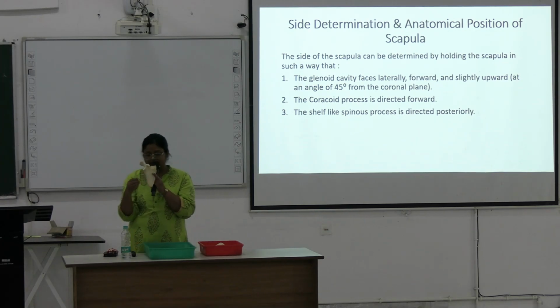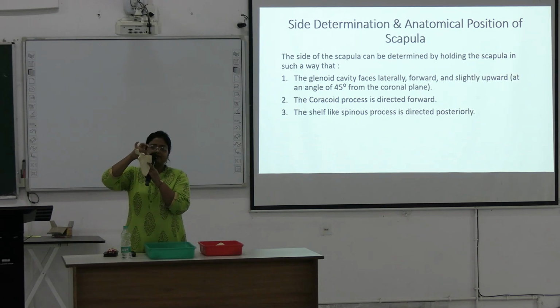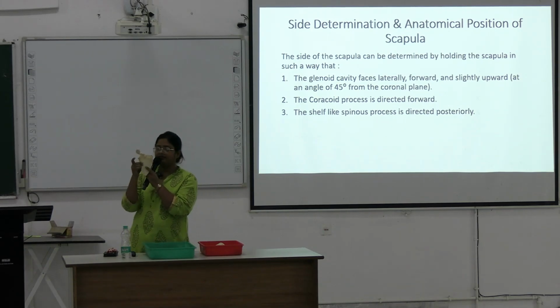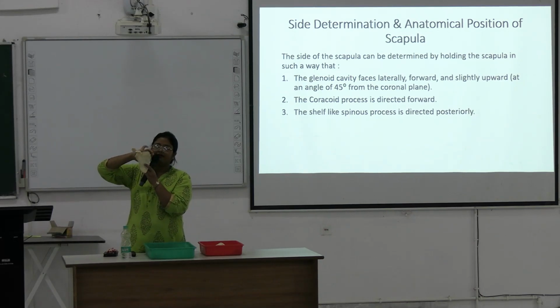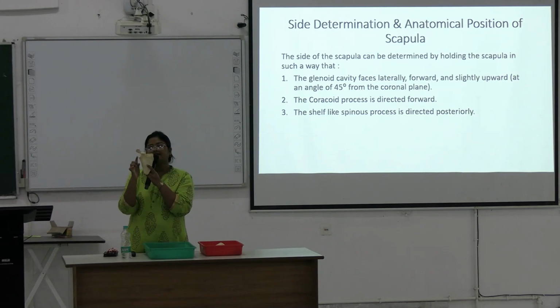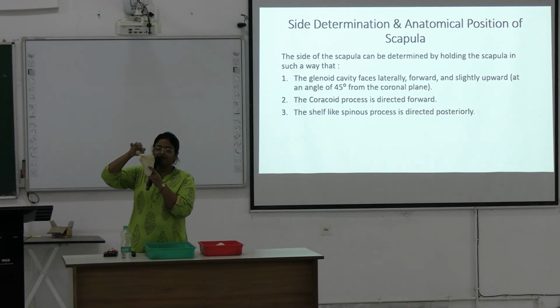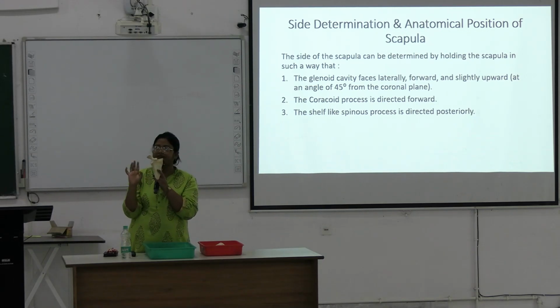So you can see the 3 borders and surfaces. See, here is the superior border. This is the lateral border and here is the medial border, okay. And 3 angles you can see. This is the superior angle lying between the superior border and the medial border. Here is the inferior angle lying between the lateral border and medial border. And here is the lateral angle or glenoid angle lying between the superior border and the lateral border. Here you can see the pear-shaped glenoid fossa.